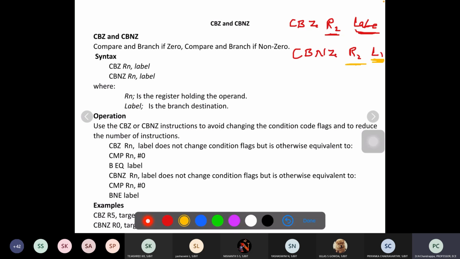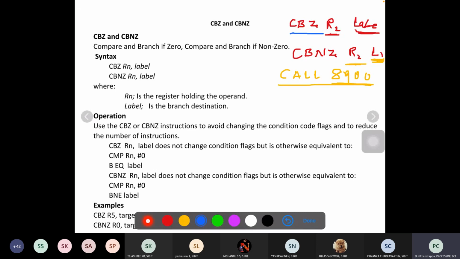This is what a label is. For example, in a call instruction, you have to specify the address like this. CALL, call instruction, to specify the address, maybe 8900. So it is an unconditional jump. It will not check the condition. Directly it goes to this address. But these two are conditional jump instructions.